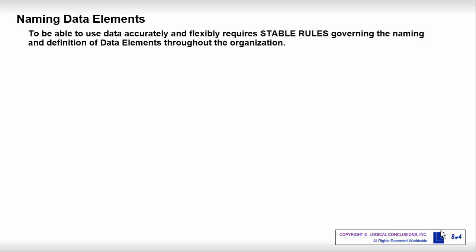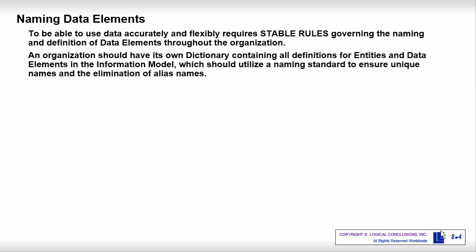If your organization doesn't already have a data element naming standard, I'll describe one here. To be able to use data accurately and flexibly requires stable rules governing the naming and definition of data elements throughout the organization. An organization should have its own data dictionary containing all definitions for entities and data elements in the information model. We should utilize a naming standard to ensure unique names and the elimination of alias names.